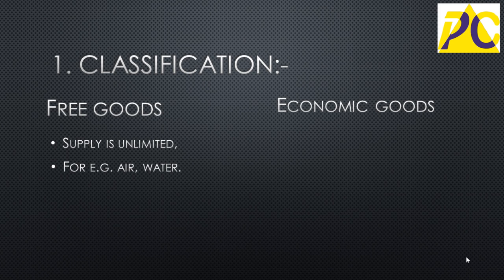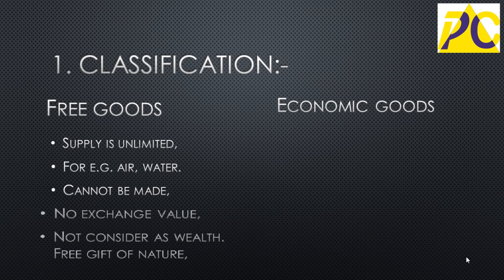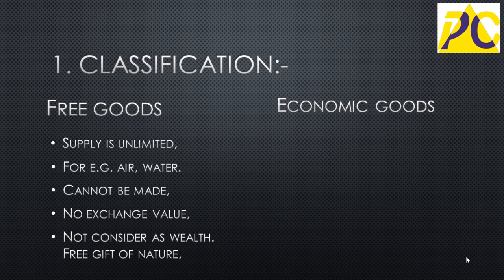For example, air and water are examples of free goods. Next, they are a free gift of nature. Therefore, they cannot be made and production cannot be done. There is no exchange value and they are not considered as wealth because they are a free gift of nature.